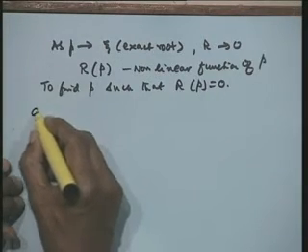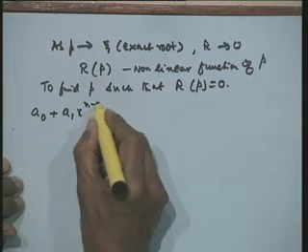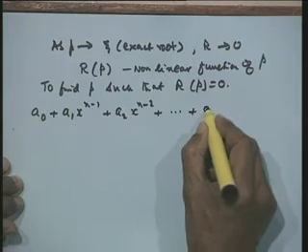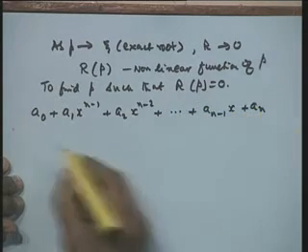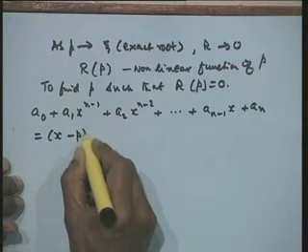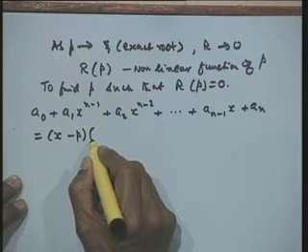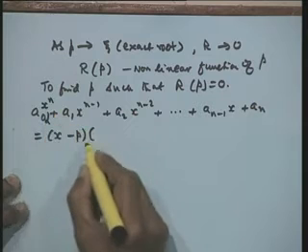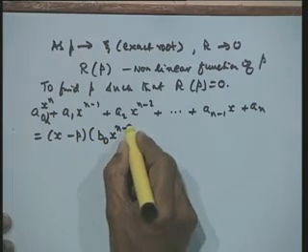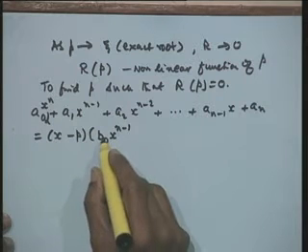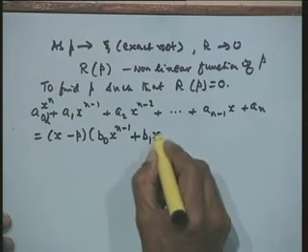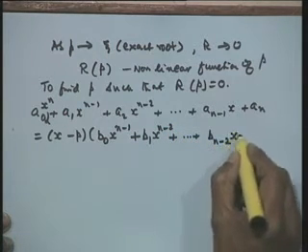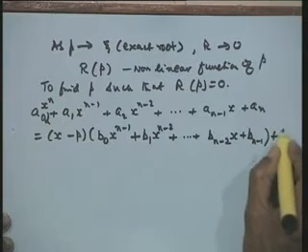I will write this equation as a_0 x^n + a_1 x^(n-1) + a_2 x^(n-2) + ... + a_(n-1) x + a_n = (x - p)(b_0 x^(n-1) + b_1 x^(n-2) + ... + b_(n-2) x + b_(n-1)) + r. Here Q_{n-1} is a polynomial of degree n minus 1.